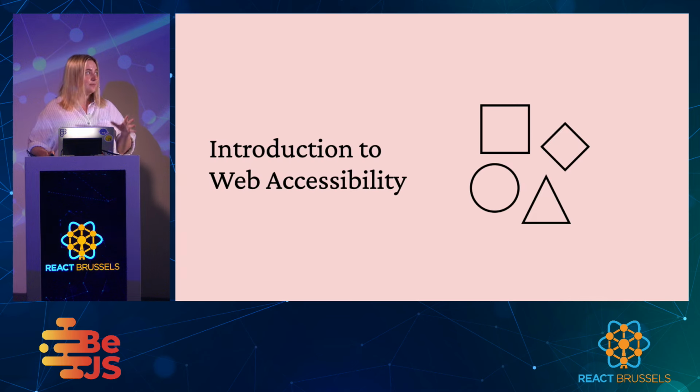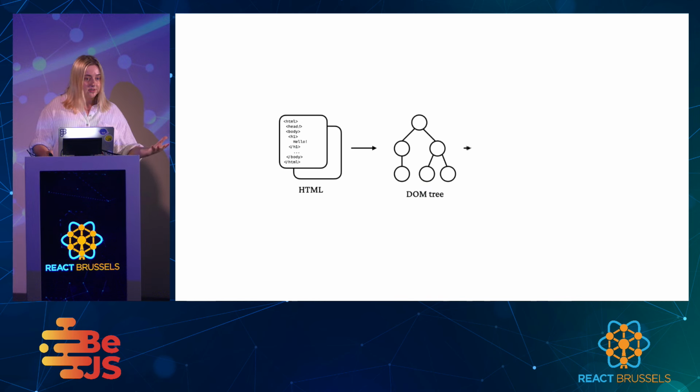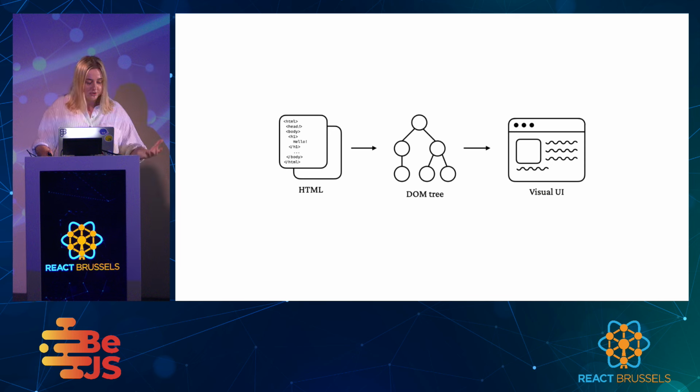And I want to start with some foundations. This will help us to understand all of the examples we'll go through next a lot deeper. So on the web, everything starts with HTML. It describes our page's structure and its contents. It gets parsed by the browser and is transformed into a DOM tree, out of which the browser builds visual UI that you can see and interact with.